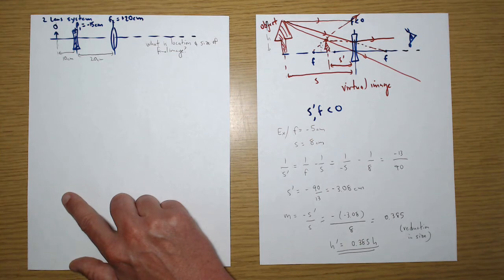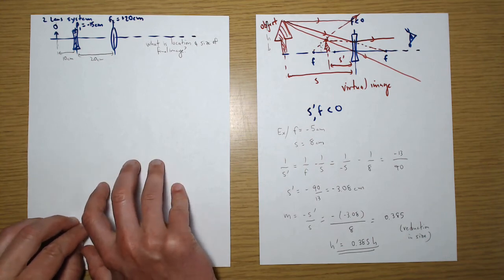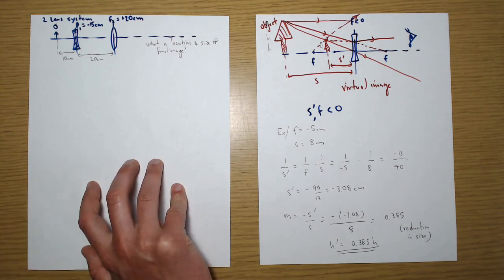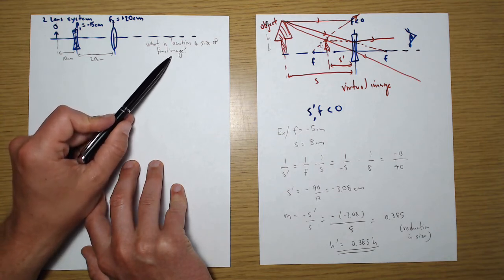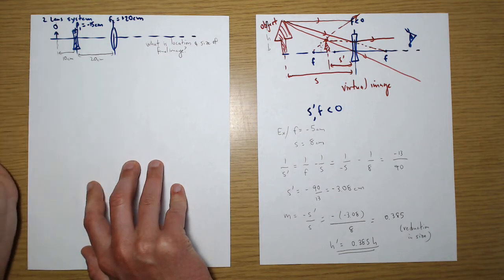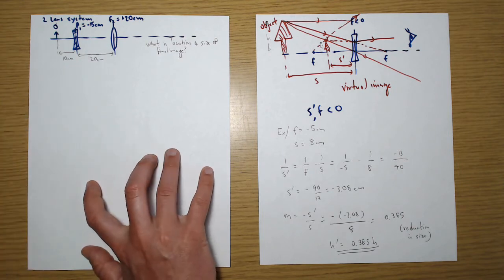Okay, so now that we've gotten that out of the way, let's look to see how we might figure out where the final location and size of the image is going to be. Well, first of all, let's just ignore this lens over here.